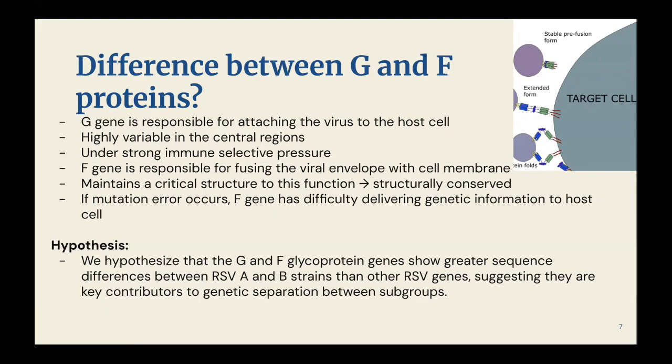And our hypothesis is that the G and F glycoprotein genes show greater sequence differences between RSV-A and B strains than other RSV genes, suggesting they are key contributors to genetic separation between subgroups.